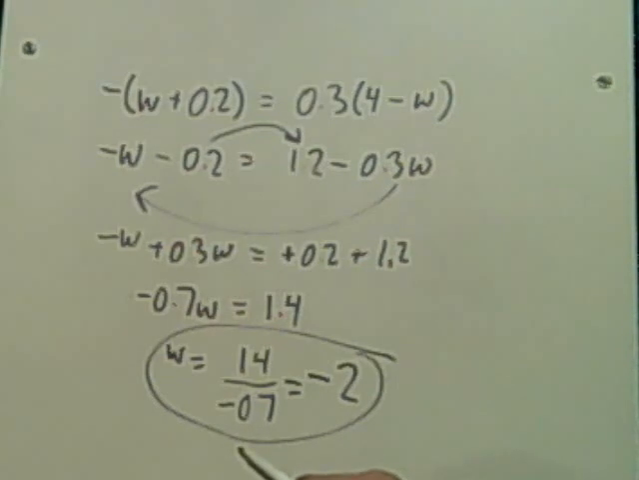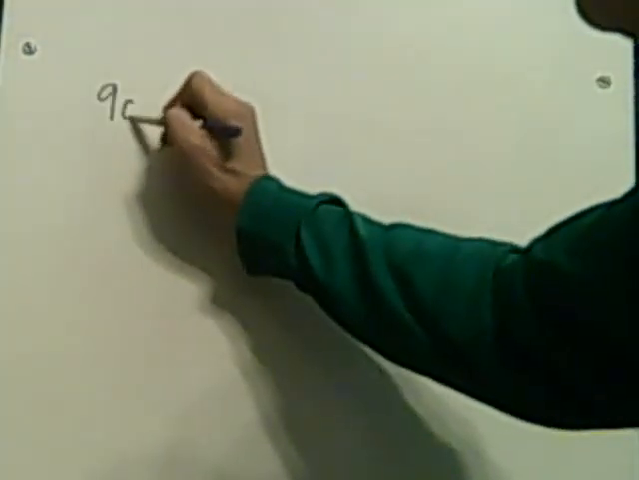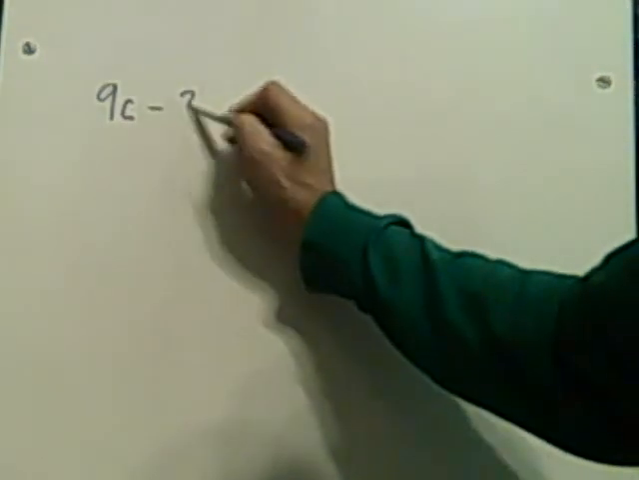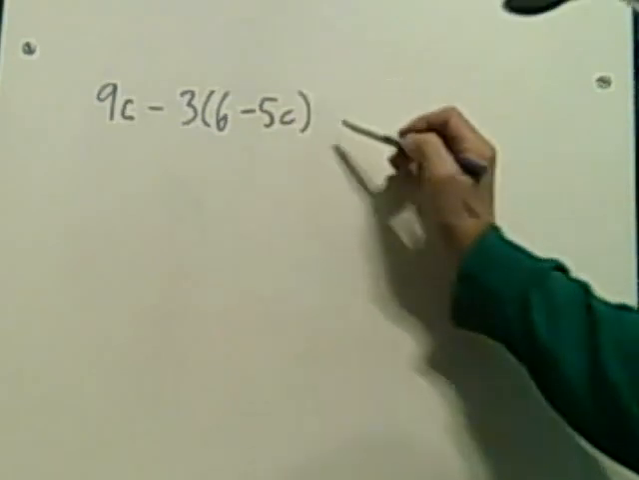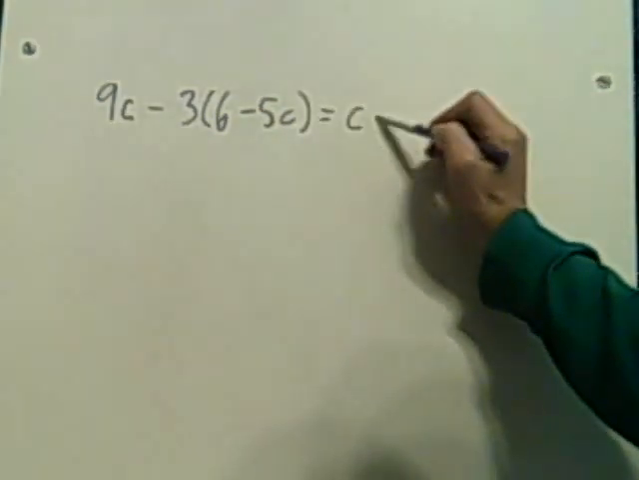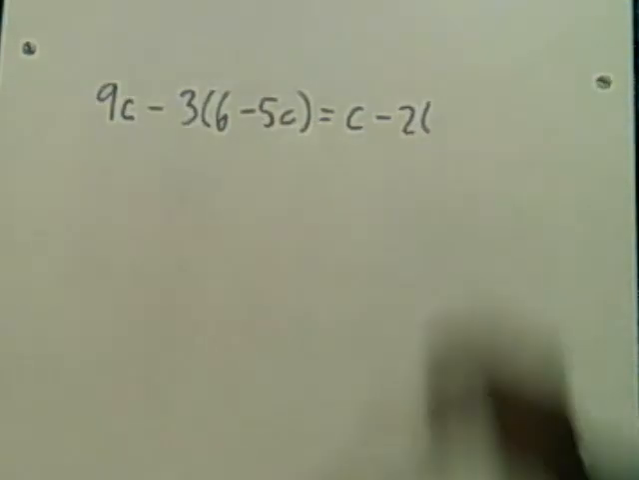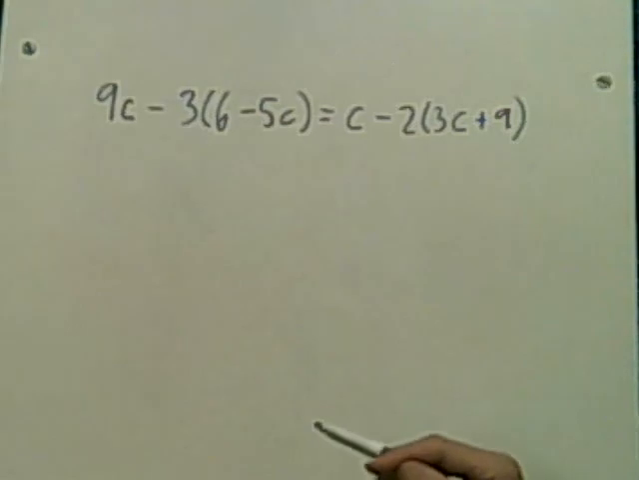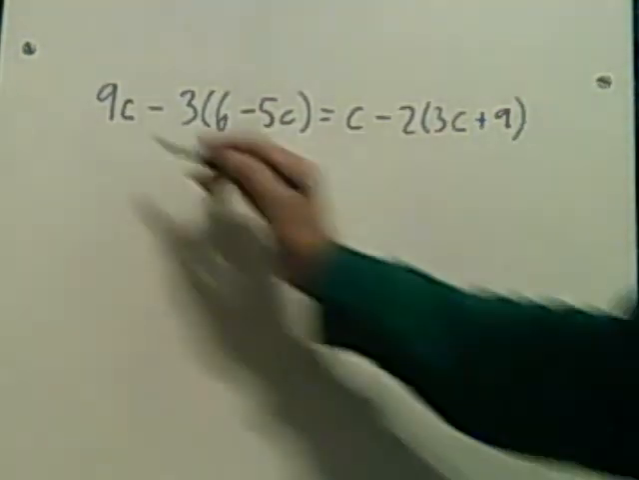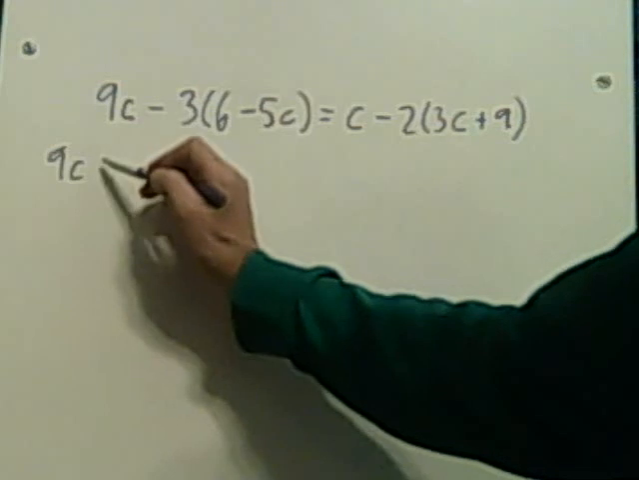Okay, that's 62. Now we'll go to 66. We're going to go up to 72, I guess. Or 70. Maybe it's just 70. Okay. 9c, so we're almost done. 9c minus 3 times 6 minus 5c equals c minus 2 times 3c plus 9. Okay, so they're just making this messier with more terms, but we're going to do this exact same technique.